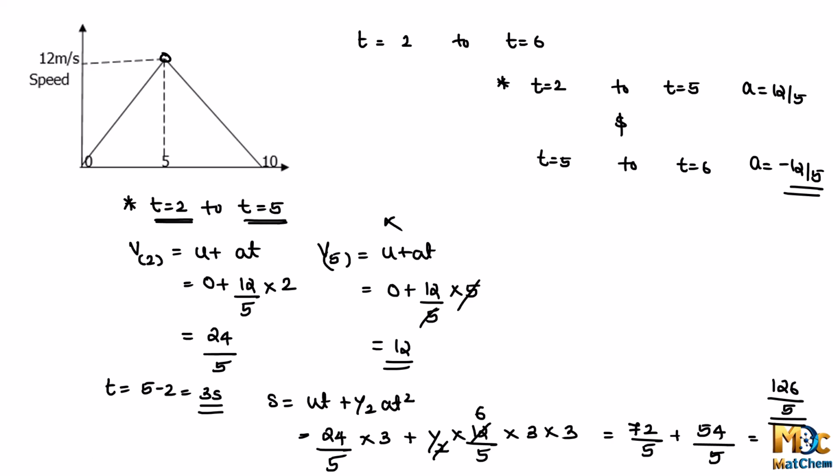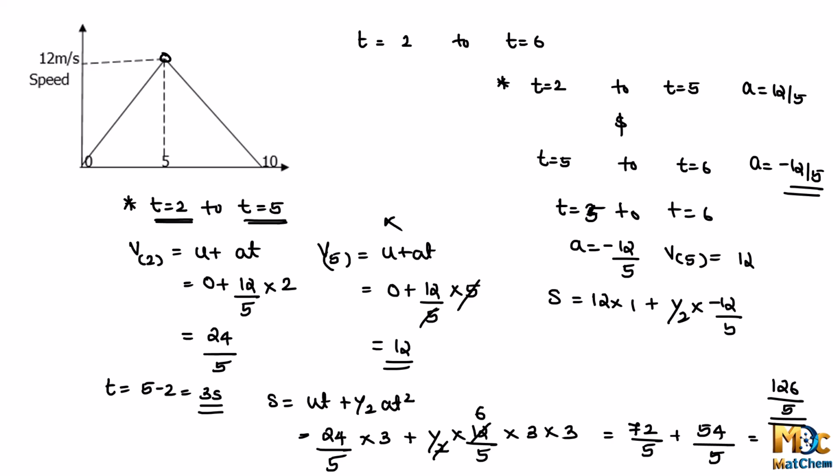In the same way, we need to calculate from t equal to 5 to t equal to 6. Acceleration is minus 12 by 5. What is its initial velocity? At t equal to 5, we already calculated it as 12. Now we can apply s equal to ut plus half at square. The initial velocity is 12, for how much time? 5 to 6 means 1 second, plus half into acceleration minus 12 by 5 into t square, which is 1 into 1.